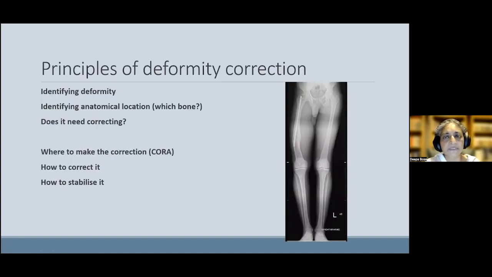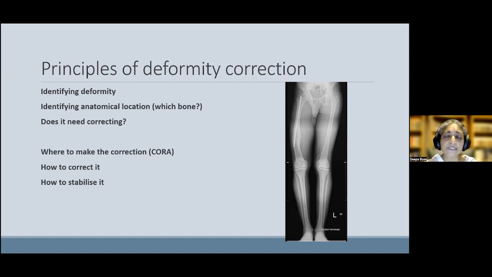So first of all, we have to identify our deformity and then identify which bone the deformity lies in. And that can sometimes be tricky. It's not always as straightforward as it may seem from x-rays or from clinical pictures. And then you have to decide whether it needs to be corrected or not, because not all deformities require correction.